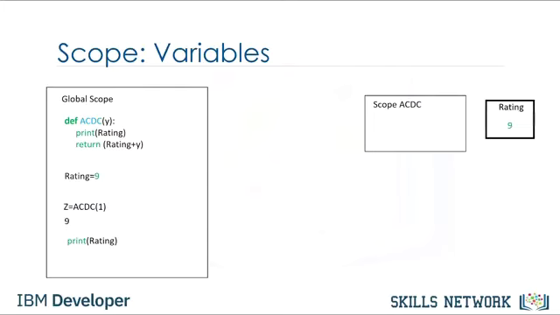The function will print out a 9. The value of z in the global scope will be 10, as we added 1. The value of rating will be unchanged within the global scope.